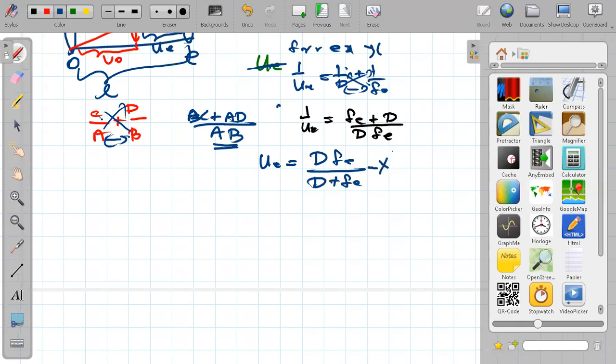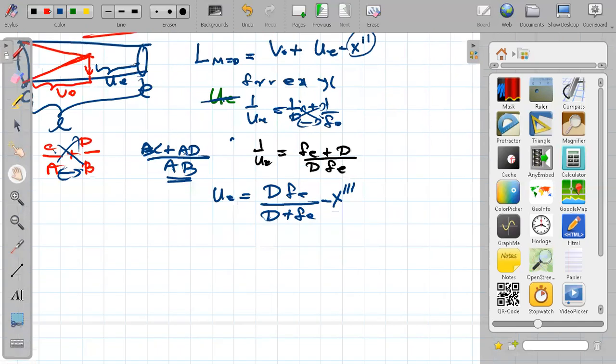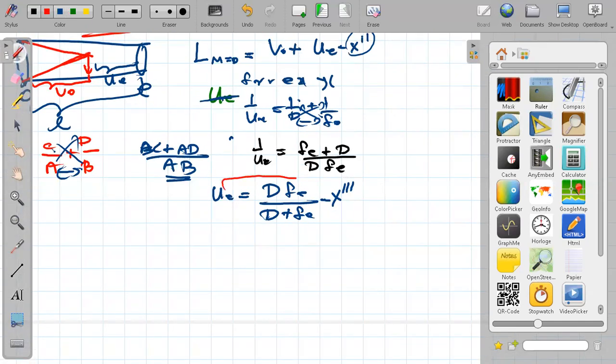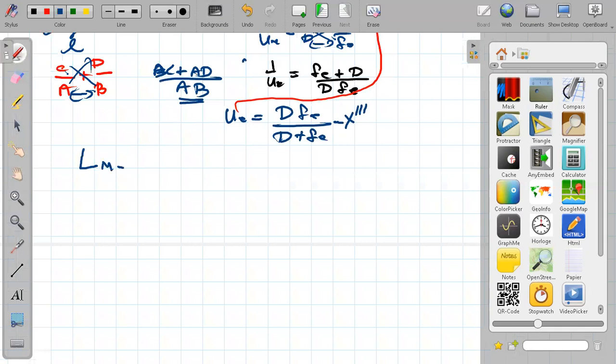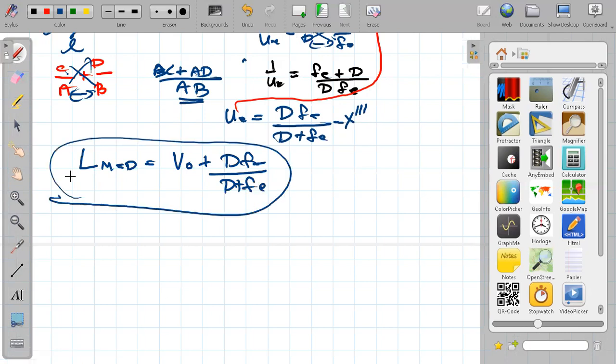Equation Y triple X triple dash. Now you can apply this to equation Y double dash, X double dash here. So what is my length for the microscope? L microscope at D is equal to, they might ask you to prove, V naught plus DFV over D plus FE. Is that a very big thing? Is that a very big deal?